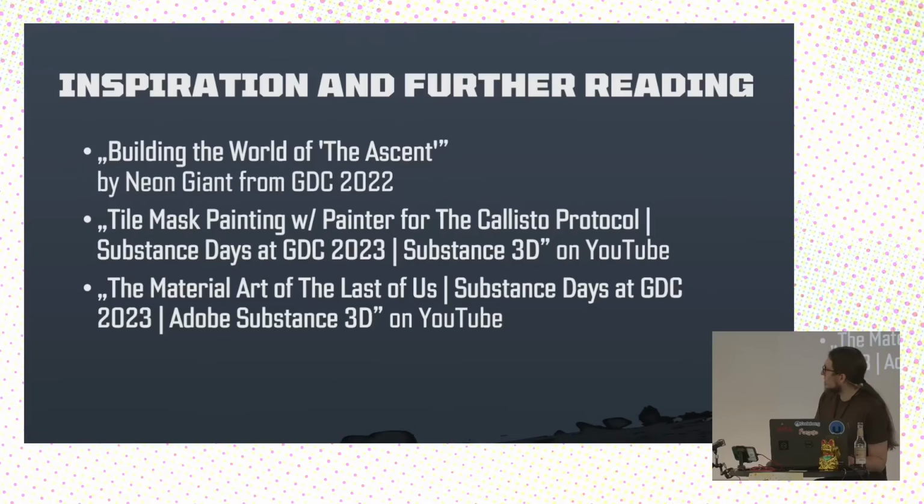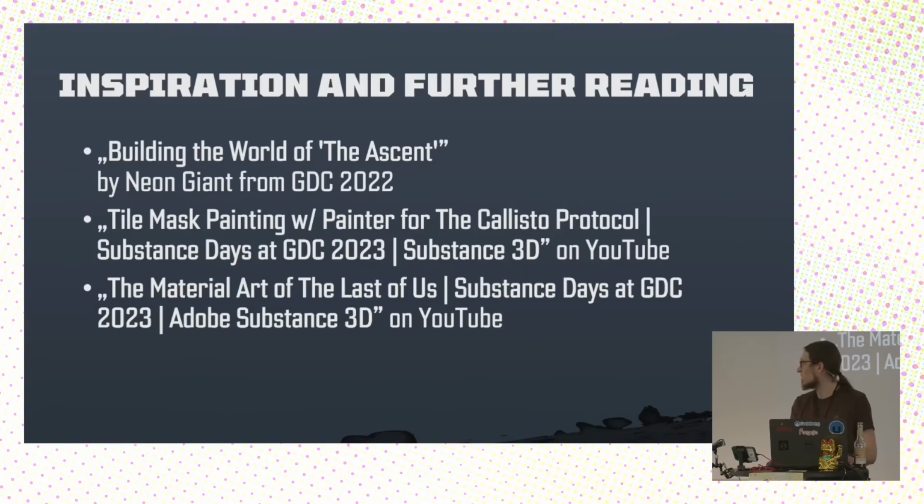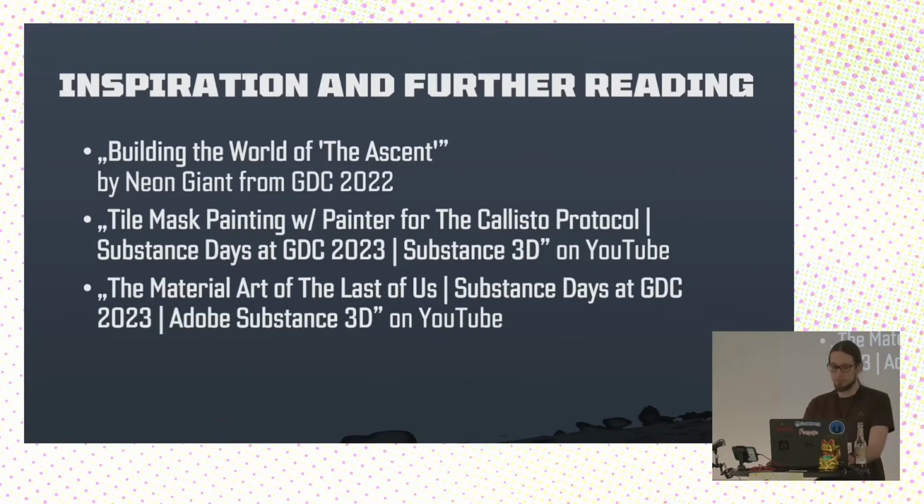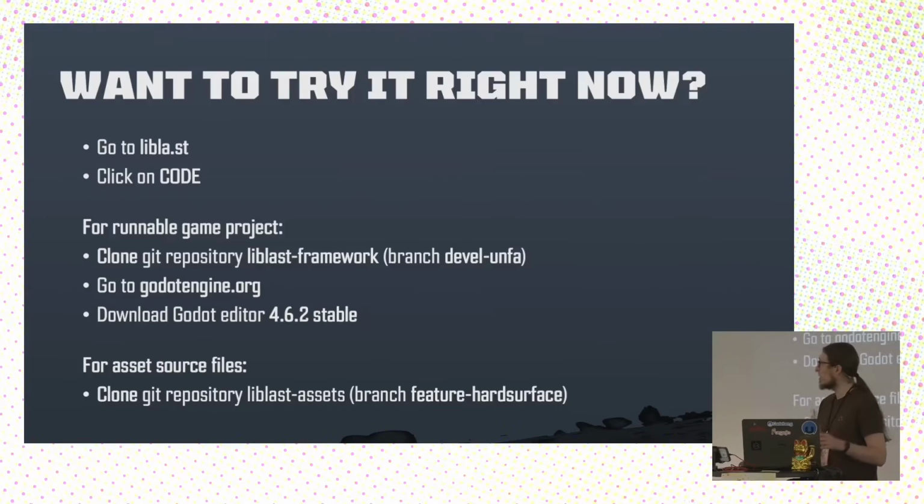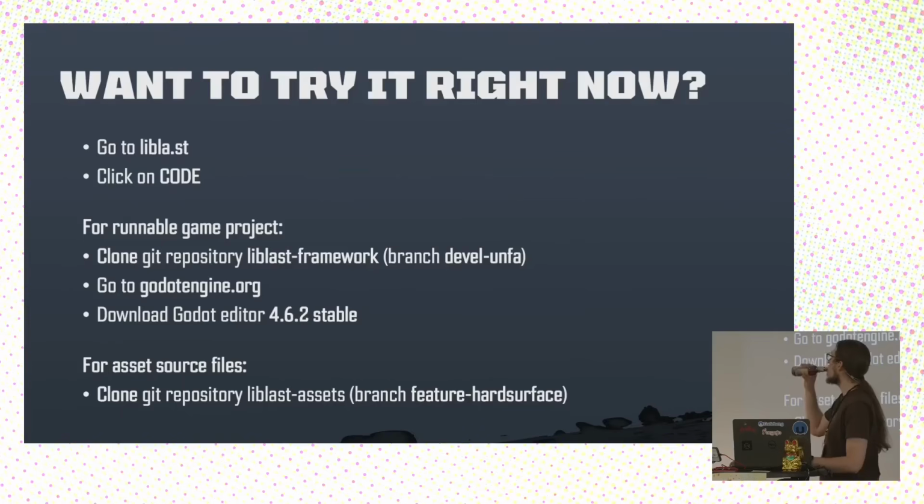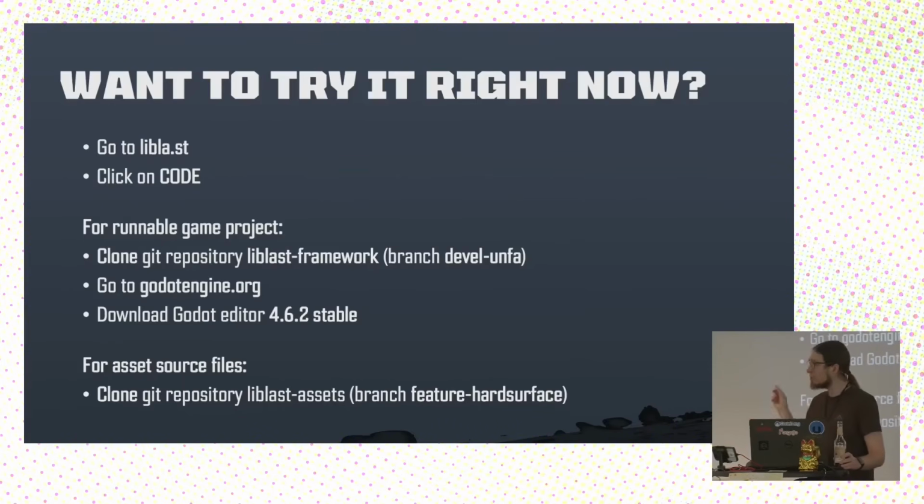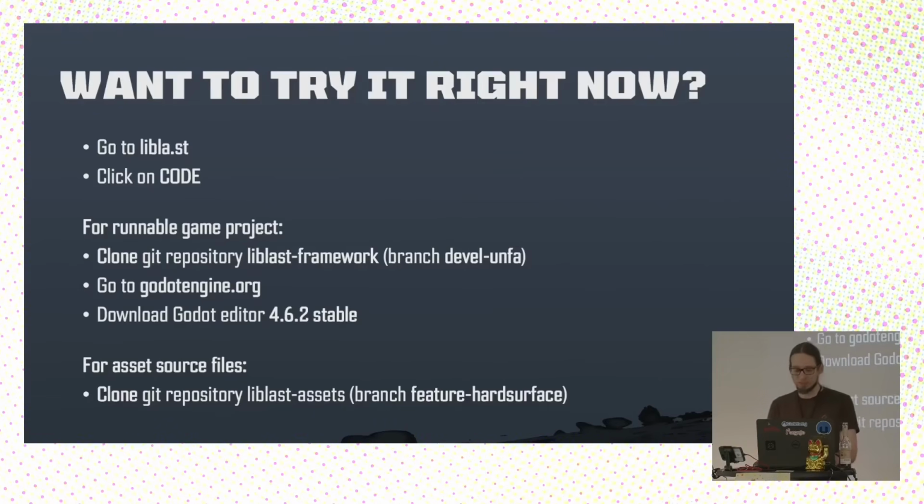Here are talks and presentations that I've used as an inspiration for this whole thing, and you can use that as further research if you want to get into this. And if you want to try it right now, you can go to liblast.st, click on code, and get the gits. Just don't download because it's going to give you a zip without the assets. You need to git clone with git LFS.